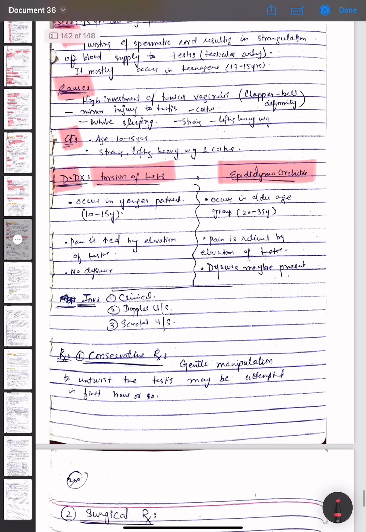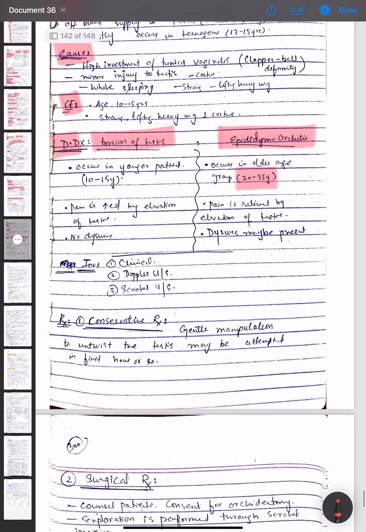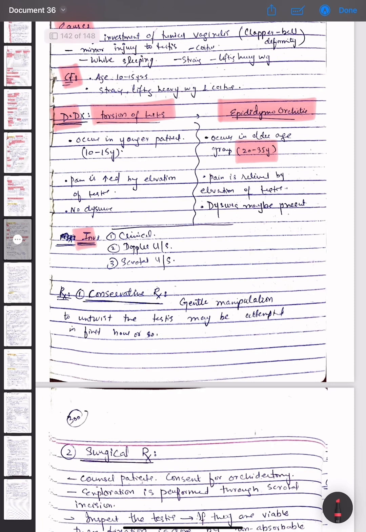Torsion of testes occurs in younger patient 10 to 15 years. Pain is increased by elevation of testes and there is no dysuria. Epididymo-orchitis occurs in older age, that is 20 to 35 years. Pain is relieved by elevation of testes. Dysuria may be present. The investigation options are clinical examination, Doppler ultrasound and scrotal ultrasound.